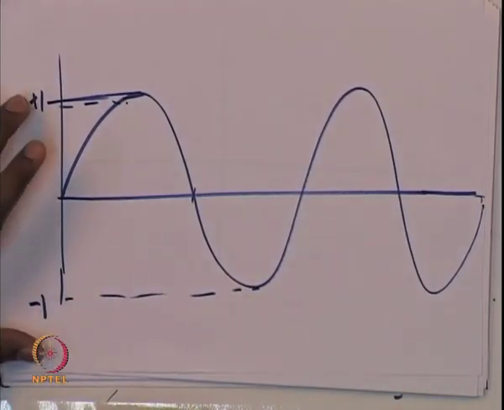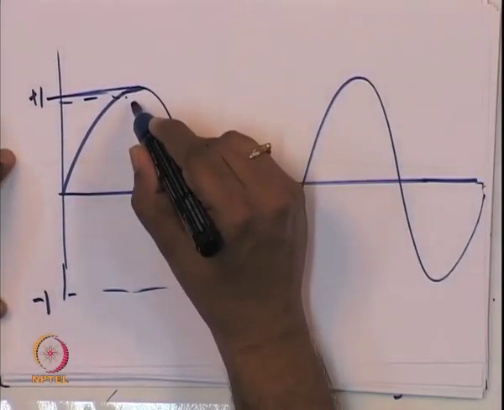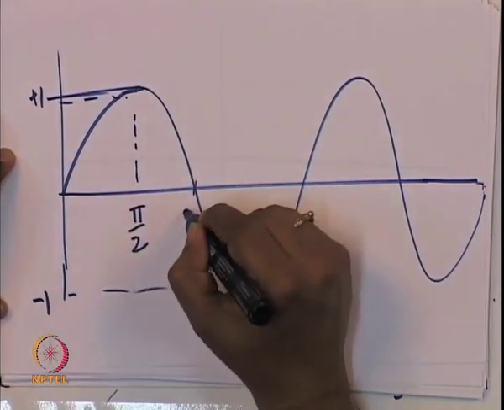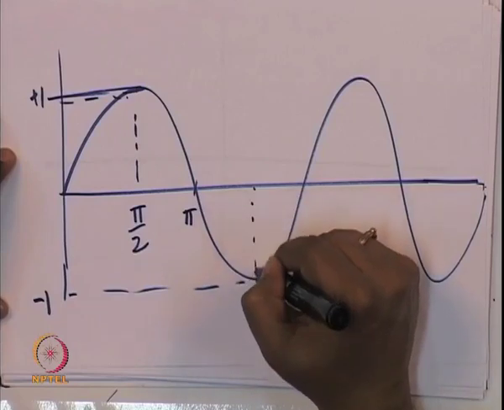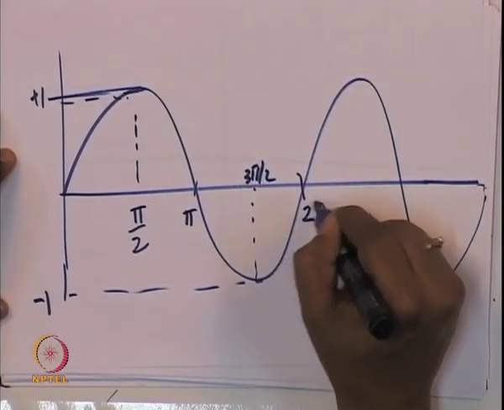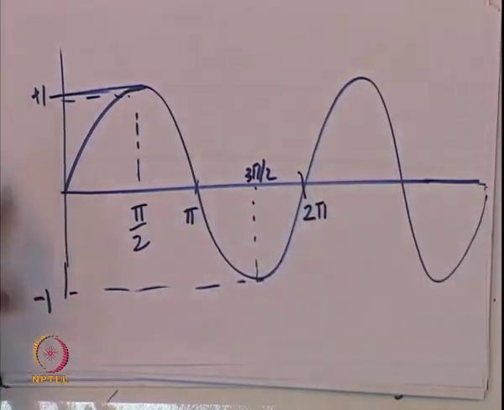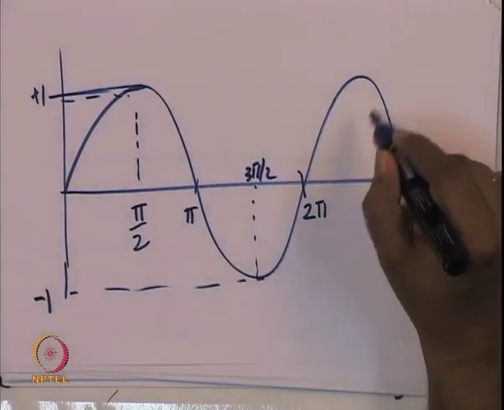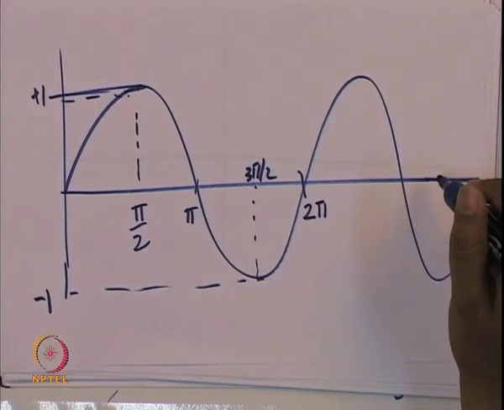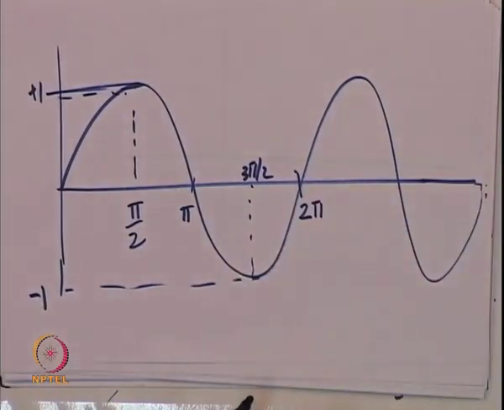Let us mark this. This point is pi by 2, this is pi, this is 3 pi by 2, and this is 2 pi. At 2 pi, one cycle is completed and it reaches back, and then everything repeats. You add pi by 2 and just keep going this way. So this is y is equal to sin x, the blue curve.